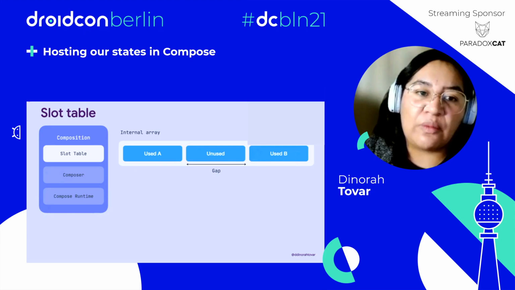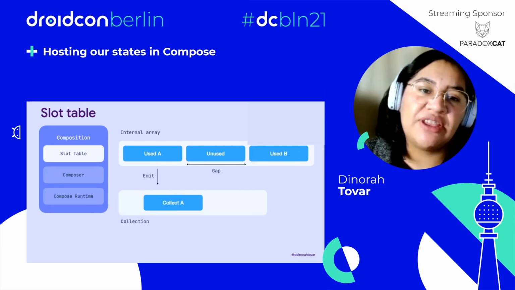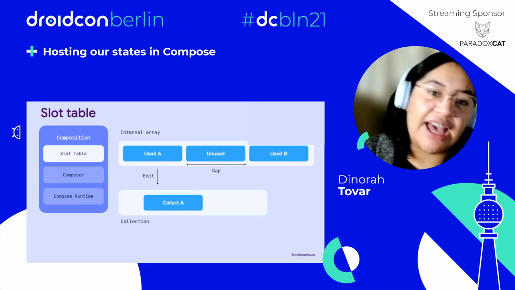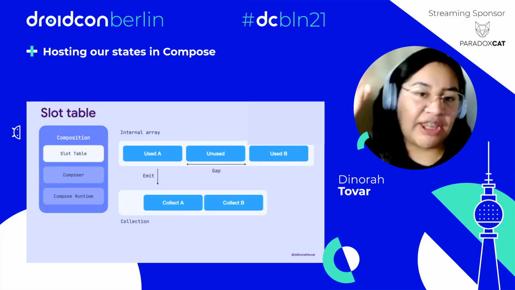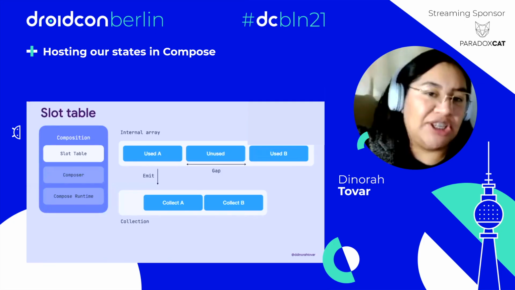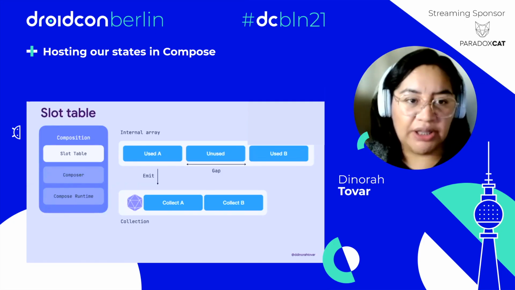So when you start emitting and collecting this information, you end up having your collection of the used A and the used B. The gap just stays there for any time you need it to be used, and this will make sure that everything is going well.